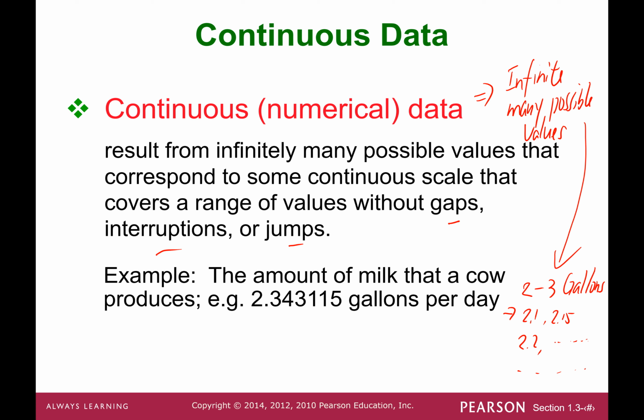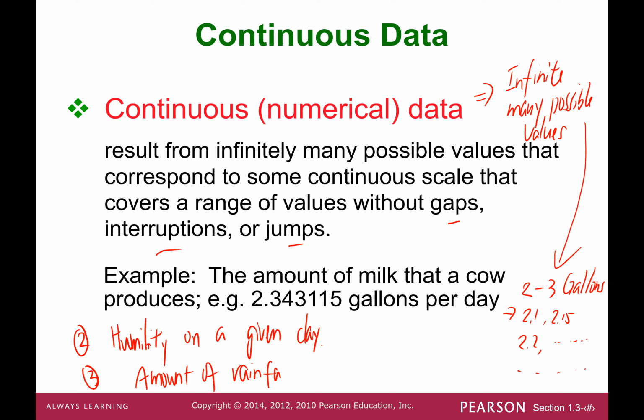And also the humidity on a given day is continuous data. Also the amount of rainfall on a rainy day is typical continuous data. So you typically have infinitely many possible values associated with all those different kinds of variables.